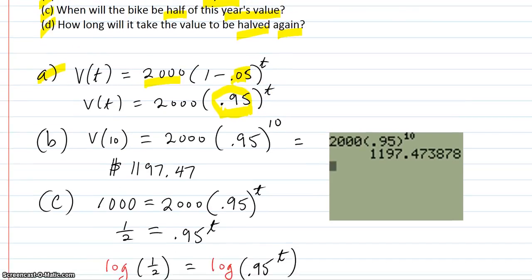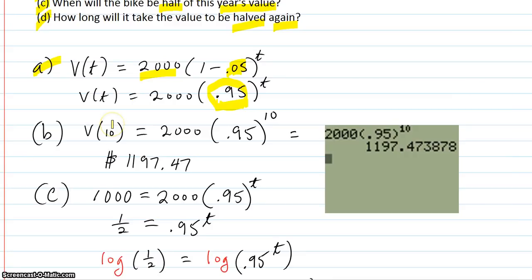Okay, so we got our function. Then we want to know what's the worth of it in 10 years. V of 10, put the 10 up there, work that out with the calculator, and you get this amount right here, 1197. So it is dropping.